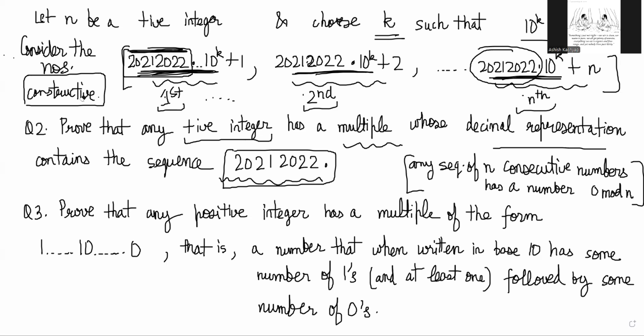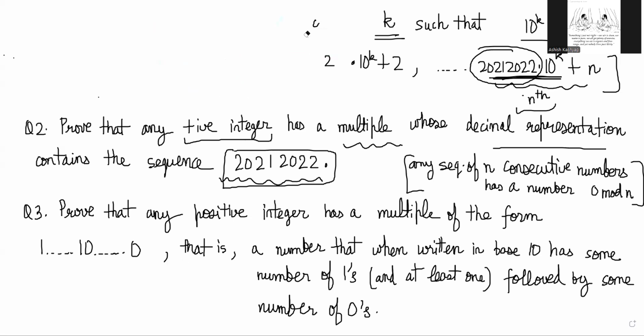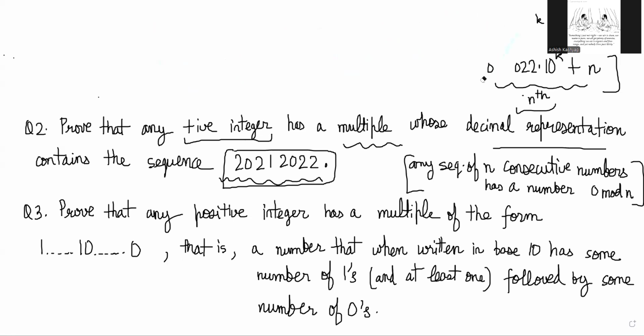Okay, third one. Prove that any positive integer has a multiple of this form, where there are some ones and then there are some zeros. Any positive integer should have a multiple of this form. I won't say anything. Try it out. You have 10 minutes to figure it out.